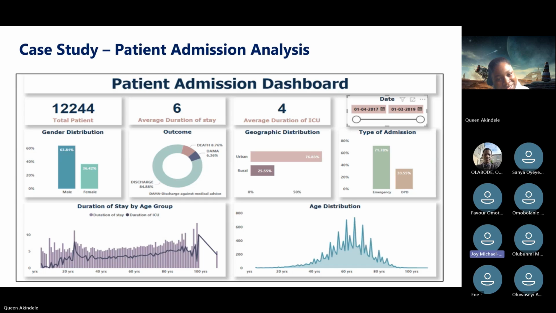And it's good to know that the number of discharges, if this is a real life hospital analysis, is more than the deaths. And what's the other one now? I don't know what DAMA is, but at least it's Discharge something against medical advice. Then the geographic distribution: you see, fewer people in the villages or rural areas go to the hospitals than the urban.